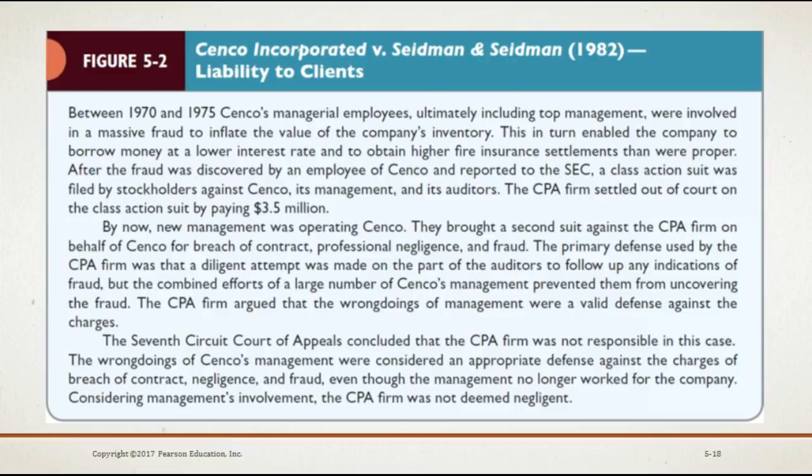In the legal suit by Senko's management, the auditor was able to successfully argue that it was not a negligent act by the auditor when the fraud was not identified, but rather it was due to the previous management's deceitful actions that prevented the auditor from uncovering the fraud. You can find Figure 5-2 on page 120 of your textbook.